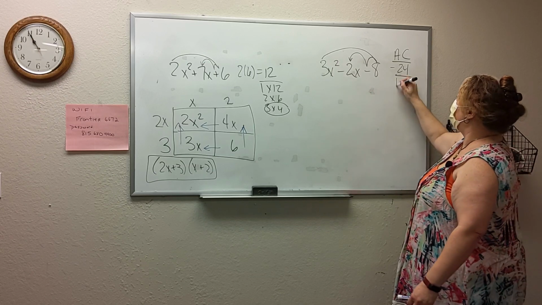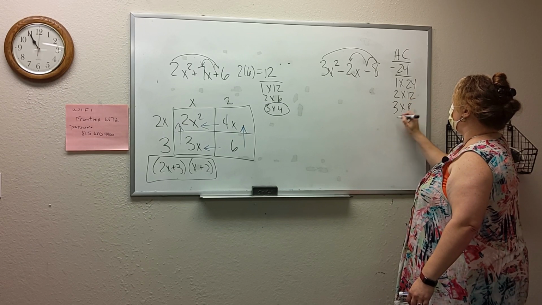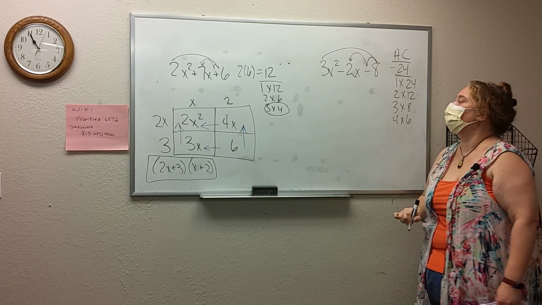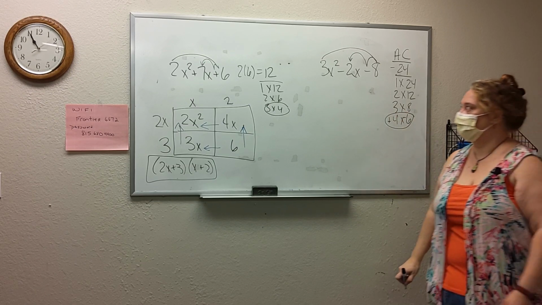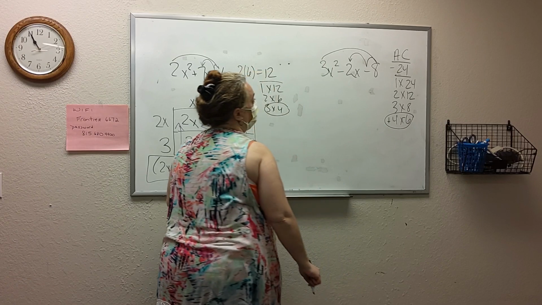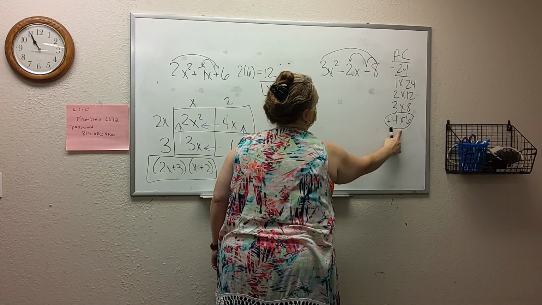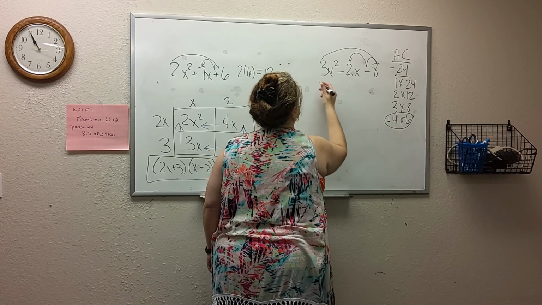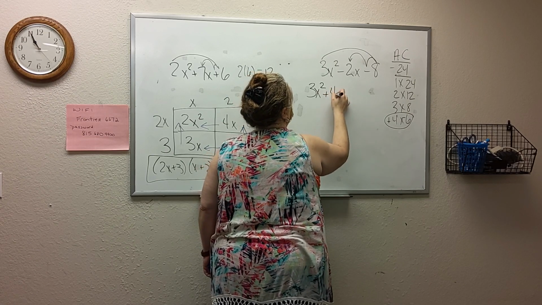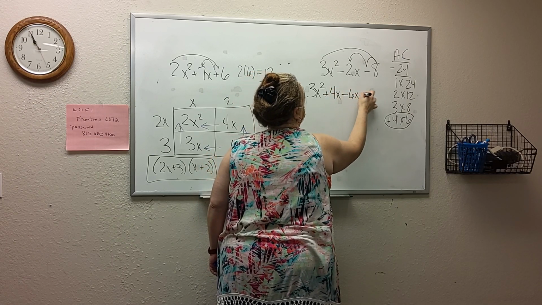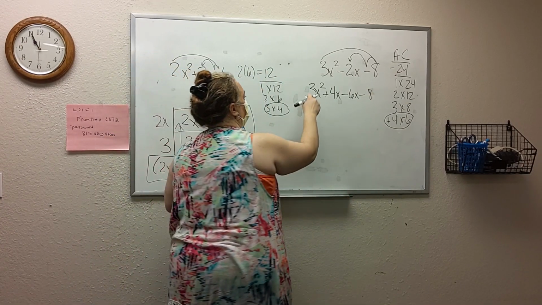Okay, so factors of 24, I got 1 times 24, 2 times 12, 3 times 8, and 4 times 6. Okay. So to get negative 2, I'm going to need a positive 4 and negative 6. Right there. Okay. So in the AC method, you replace your middle term, your negative 2x, with those two numbers that you just found. So 3x squared, and again, order does not matter. So I'm just going to take them in the order I wrote them. There we go. And then we factor by grouping.